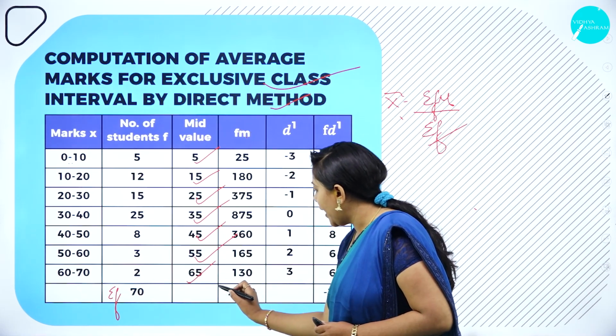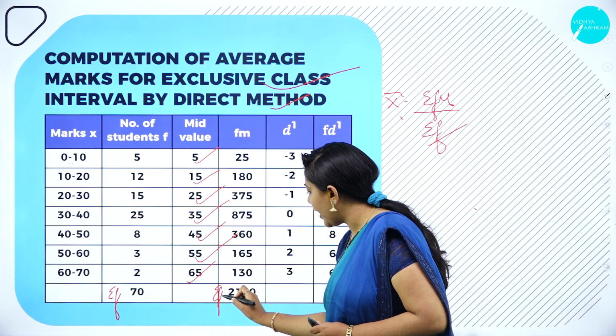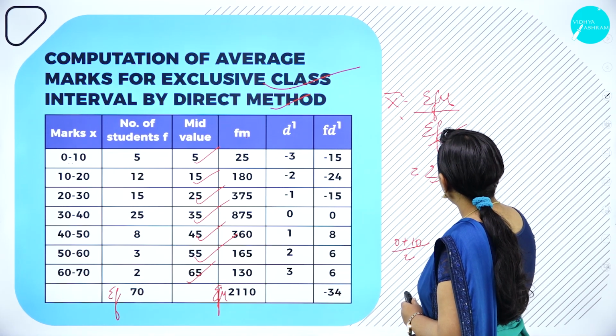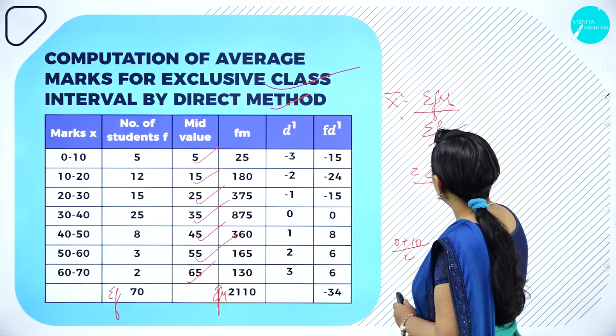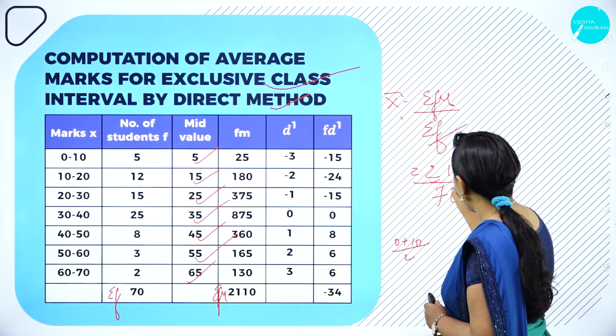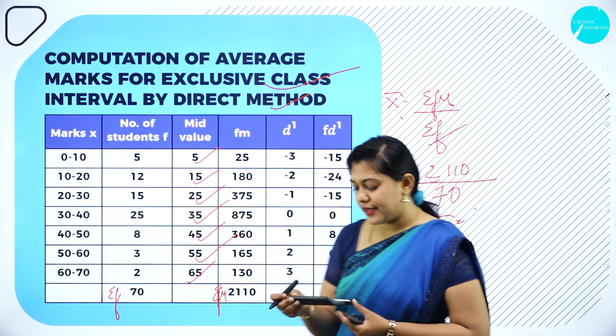So if you add all these numbers, you get sigma FM. So what is sigma FM now? 2110. Divided by what? Sigma F. 70 is the sigma F. So let us calculate this by using a calculator.